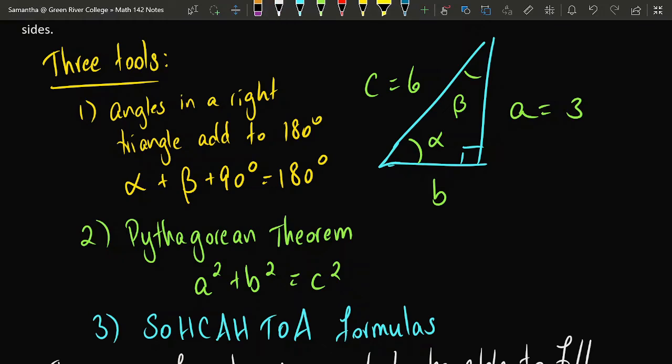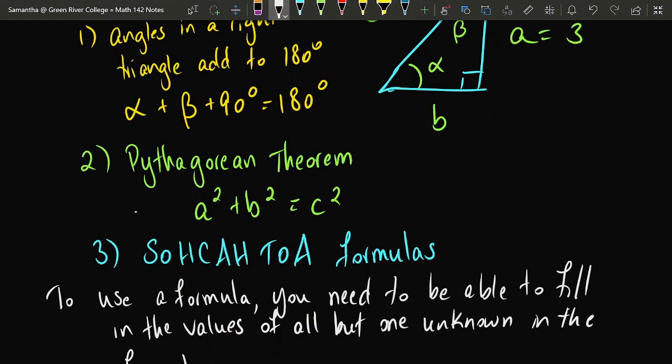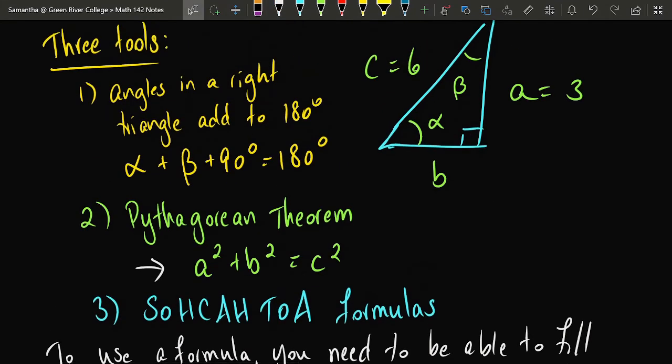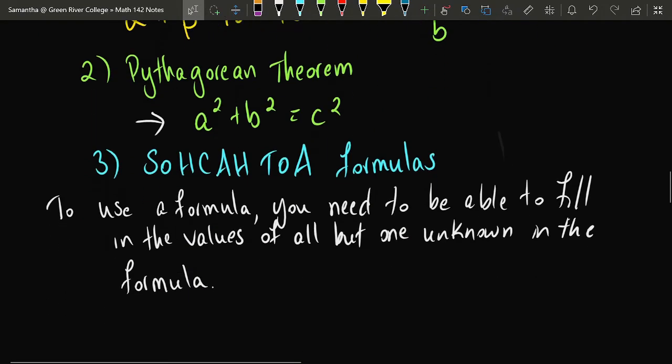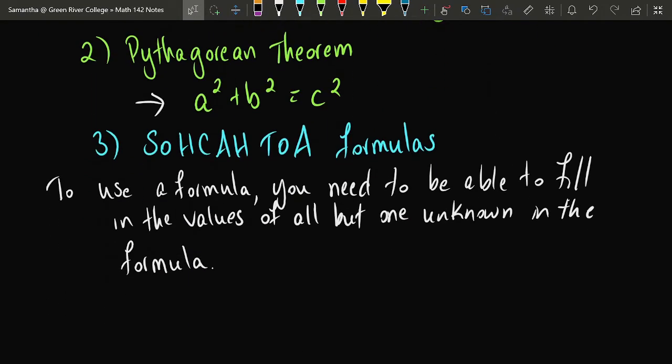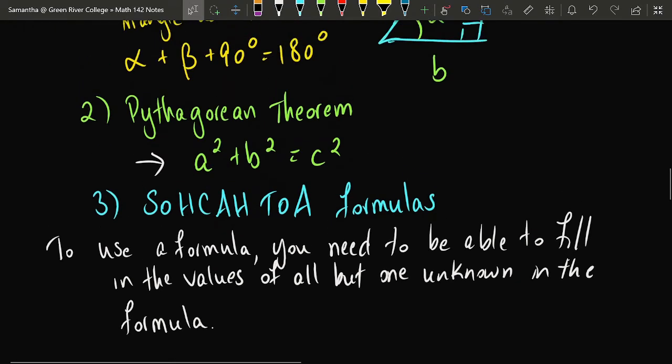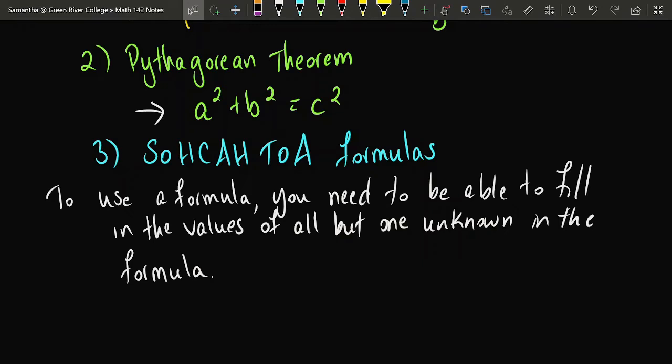However, it would be appropriate for me to use the Pythagorean theorem because I can fill in the blanks right now of both A and C. That means that B will be the only unknown left. There will be a single unknown left in the formula, and therefore I will be able to solve that equation to determine the value of B.